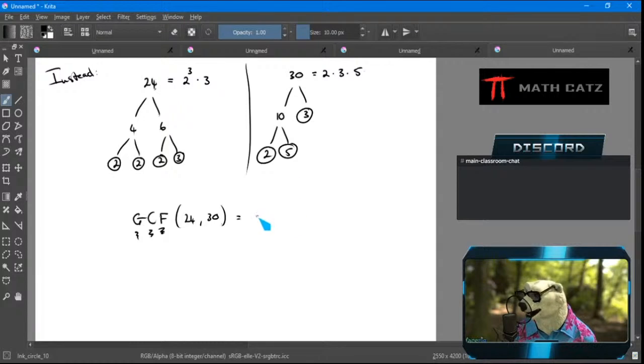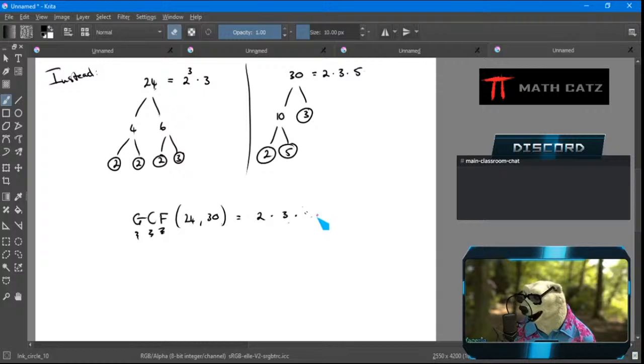So if I'm looking at contenders 2, 3, and 5, those are the only prime numbers that I see. 5 will never be allowed to be in this answer because I need to have a factor of both. It has to be common. So though this 30 is built out of 5s, so 5 could be a factor in here, 24 does not like 5s at all. There is no room for a 5 in here, only 2s and 3s. So 5s are out, but 2s and 3s are in. So let me erase that.